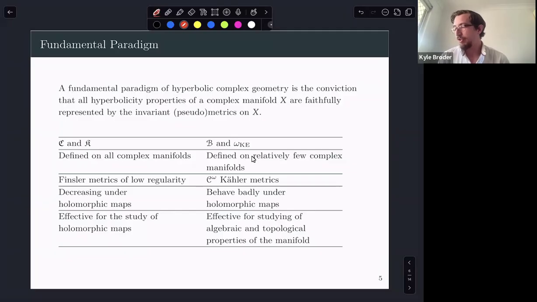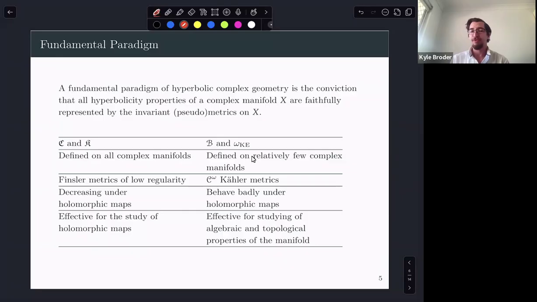But as I've already alluded to, the chasm between these two is rather vast. These terribly low regularity Finsler metrics hinder you from doing a lot of Monge-Ampère theory or PDE in general. Well, these other metrics, the Bergman and Kähler-Einstein, are very nice, but they have their limits. They don't behave well under holomorphic mappings. They're not always defined. They're harder to construct, and so forth. So more invariant metrics are desired.